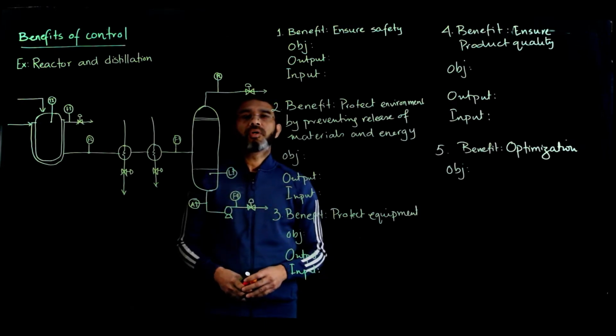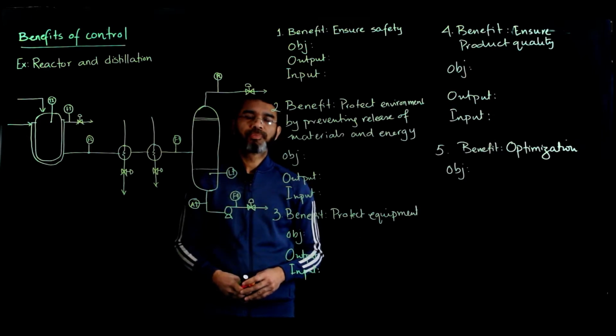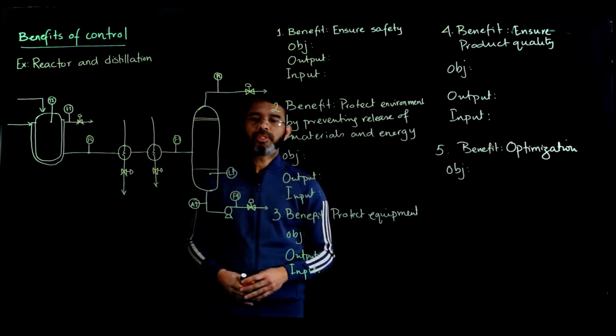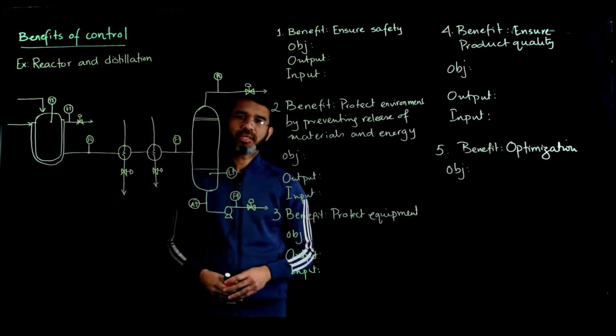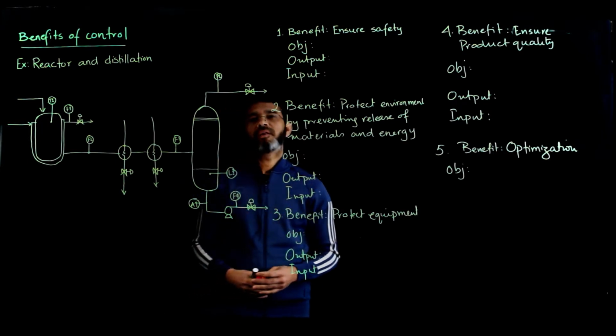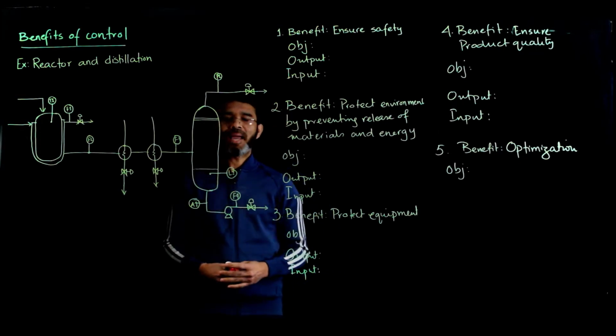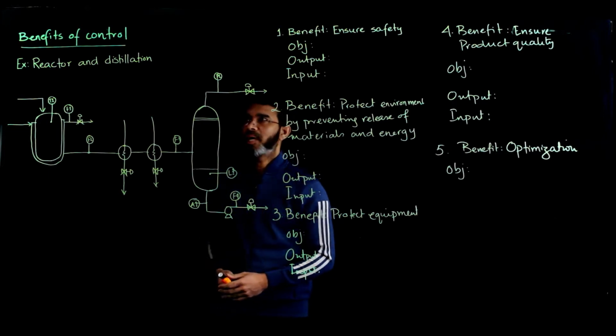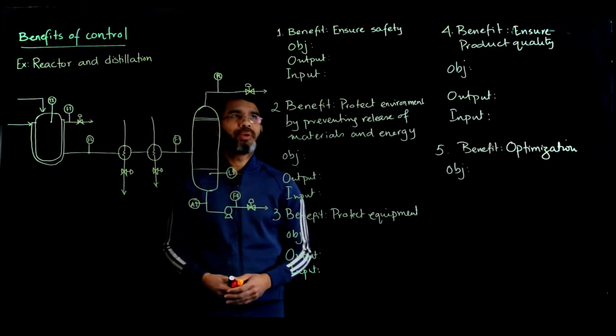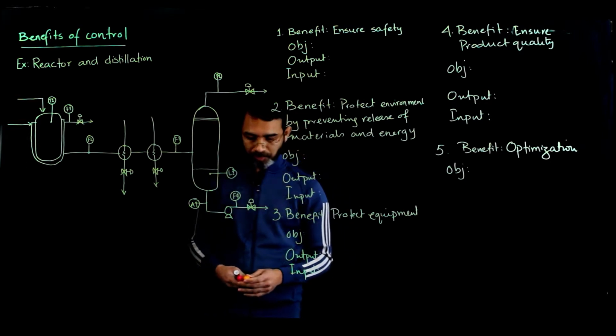In this session, we talk about the benefits of process control. We take the example of a reactor and distillation system, and we identify these 5 benefits with regards to this control problem. So now let's look at what are the control benefits we identified.